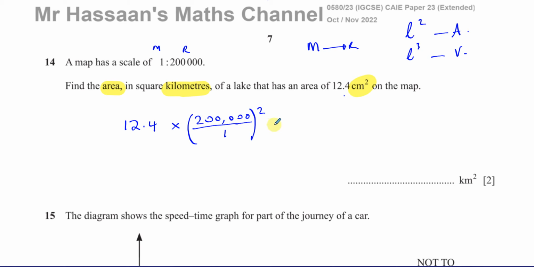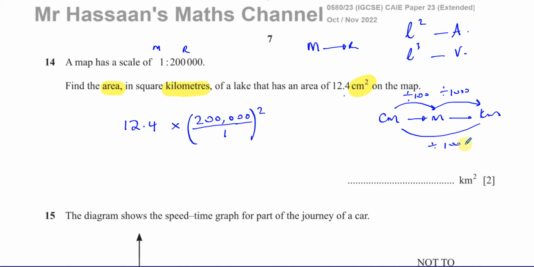So for me to go from centimeters squared to kilometers squared, there's a few things we've got to think about. First of all, let's think in terms of centimeters. I have to go from centimeters to meters to kilometers. From centimeters to meters, I have to divide by 100 because there's 100 centimeters in a meter. And I'm going from smaller to bigger, so I have to divide. From meters to kilometers, I have to divide by 1,000 because there's 1,000 meters in a kilometer. I'm going from smaller to larger, so I have to divide. So if I want to go directly from centimeters to kilometers, I have to divide by 100,000.